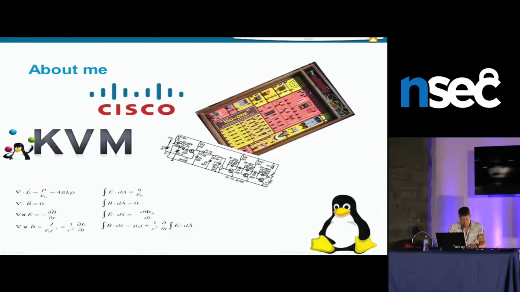Let me introduce myself and give you some context of how I ended up working on this project in the first place. My name is Etienne Martineau. I'm from Ottawa, Canada. I work as a Linux kernel engineer for Cisco Systems.